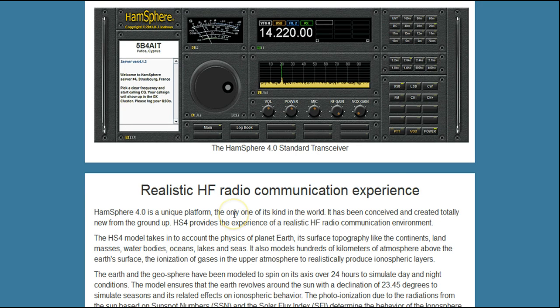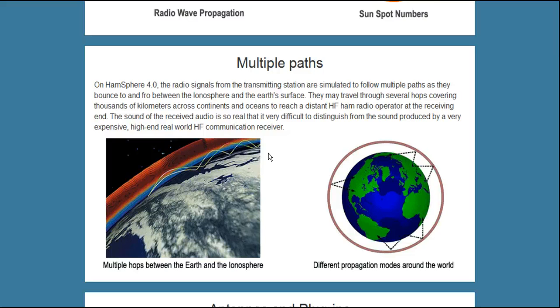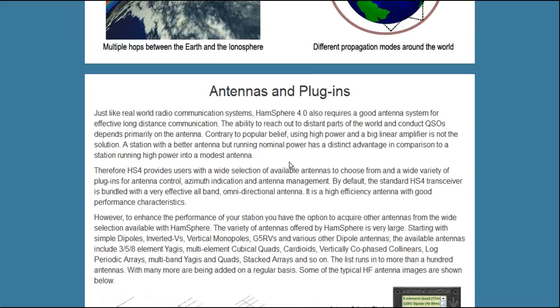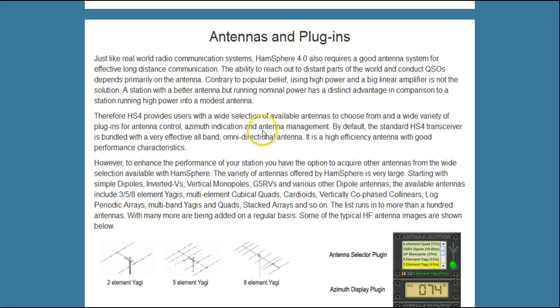HamSphere 4.0 includes simulations of how the sunspots affect the ionosphere using current real sunspot numbers. It simulates the multiple paths that signals take through the atmosphere, getting from one location to another. And it even simulates the behavior of different types of antennas. You use all of these things in HamSphere 4.0 as you experience an incredibly realistic simulation of ham radio.